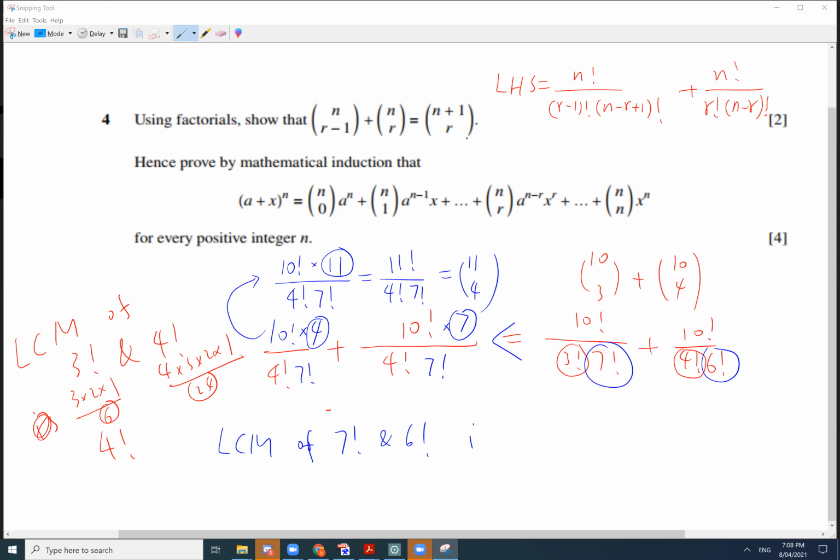And this one, what's the 11C4? We just have 11 factorial over 4 factorial times 7 factorial. That's called 11C4.